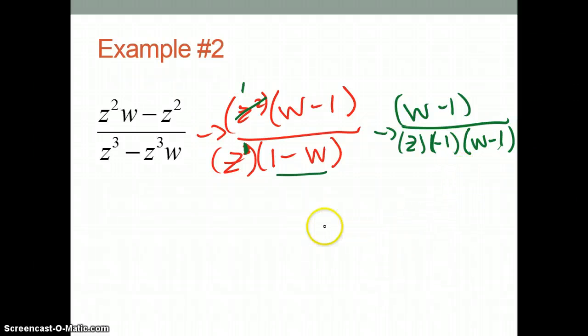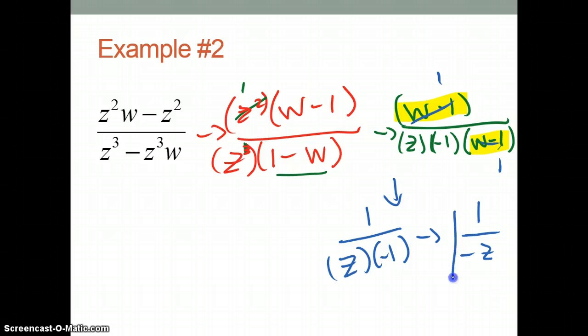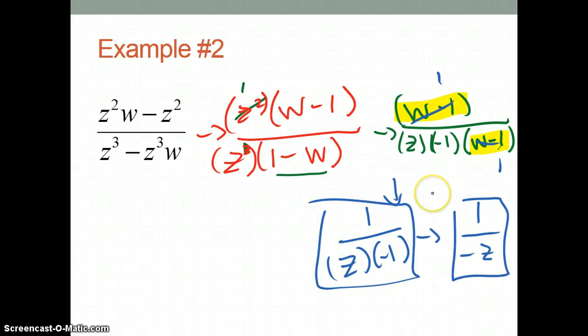The reason that I did this is because now it's written in a way that we know that these two will go away. So this becomes 1, and this becomes 1. So our final answer, we have 1 on top. We still have our factors on the bottom. If you want to leave it like this, that is quite all right. You can take it one more step and say this is like 1 over negative z. But both of these answers I would consider correct.